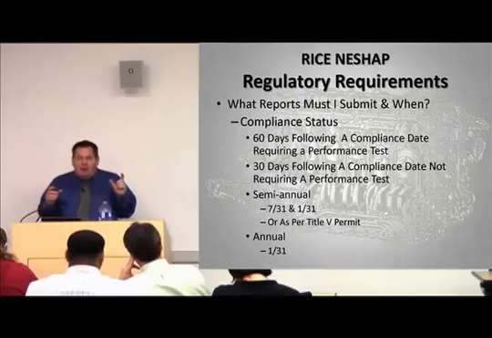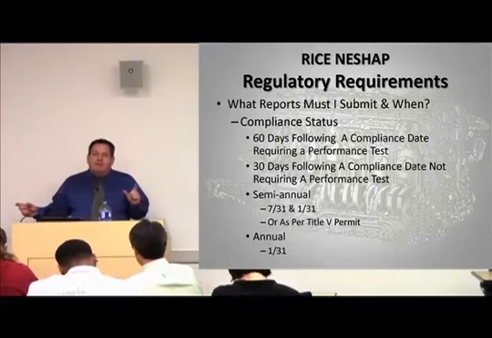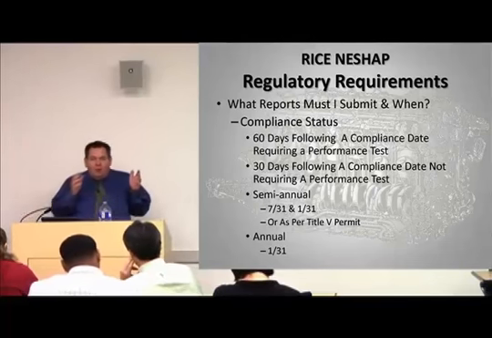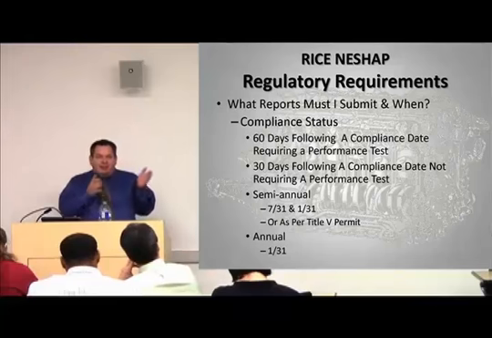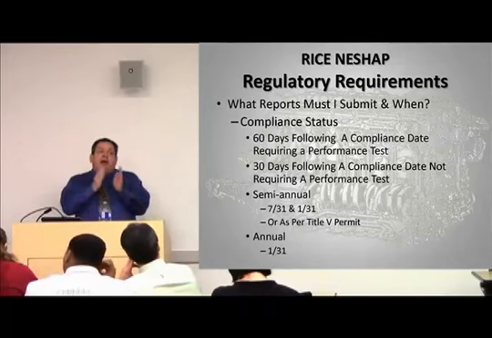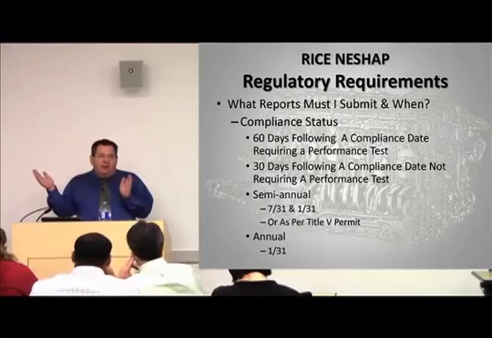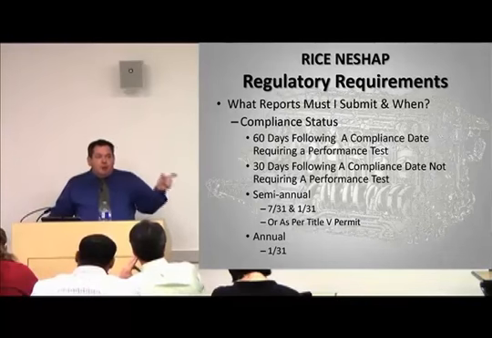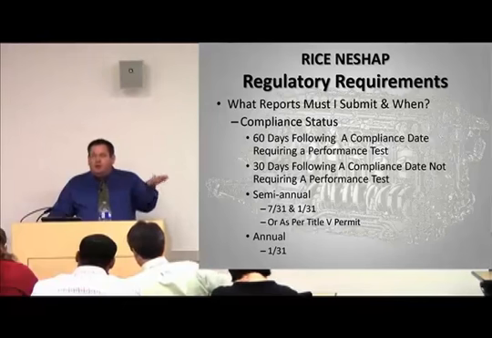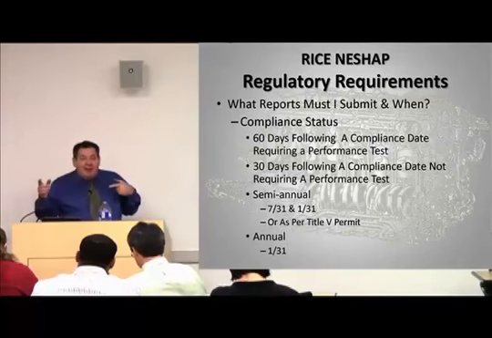And here's the thing, we talked about semi-annual tests versus annual tests earlier. What the rule considers a semi-annual test is the period between January 1 and June 30 is one period, and then obviously July 1 through the end of December is the second period. So you have 30 days to submit your report in terms of your compliance status. So you have until the end of July for the first period or the end of January for the second period.